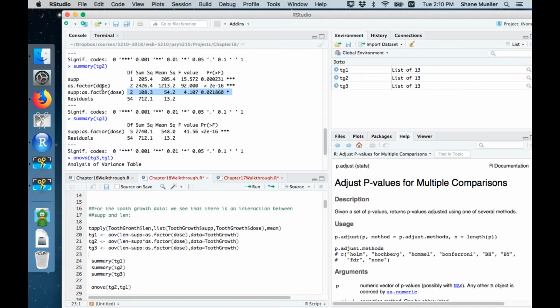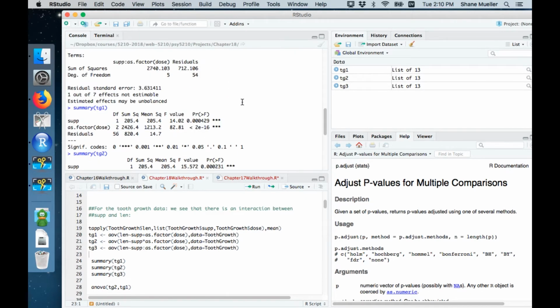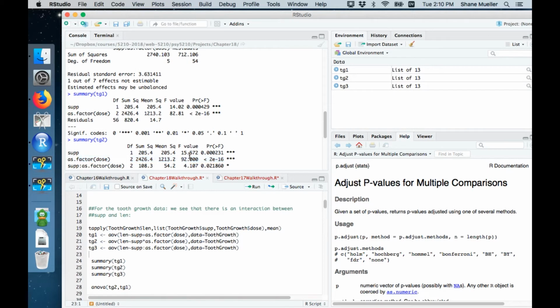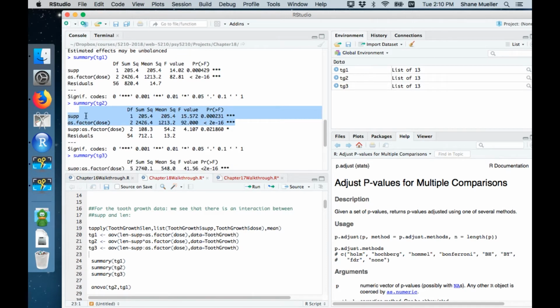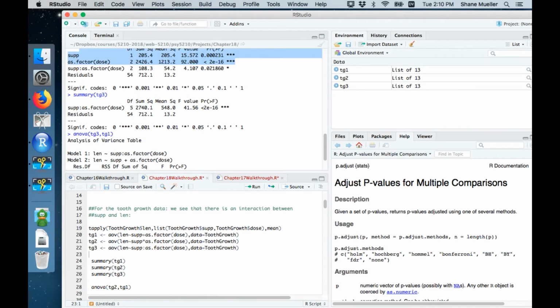But when you have an interaction, it's unclear what this is or what this is, because this supplement here, the sum of squares is the same here. The F value is different. Dose, it's accounting for the same sum of squares, but again, the F value is different. So we'd like to figure out what the right thing to do here in these cases is.